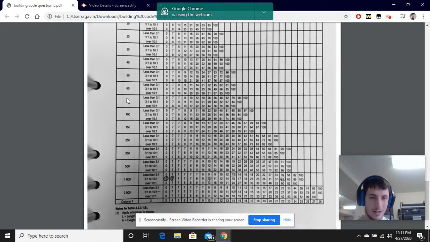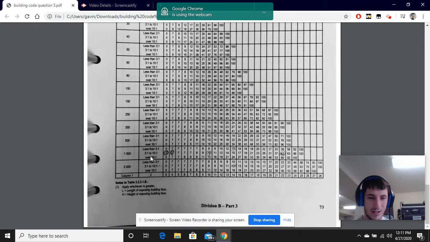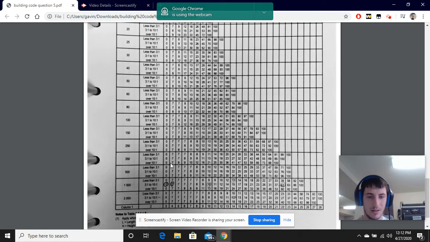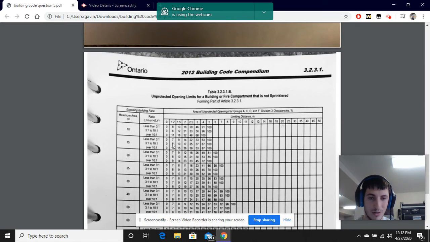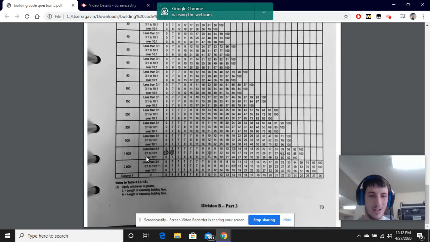So when you go down here, you go to 1,000, 3 to 1 to 10 to 1, and you can't use 0 because 4.6% is more than 0. So it must be the second one right here, because this allows up to 7% of unprotected openings. You just scroll up and you find it's 1.2. The limiting distance is 1.2 meters away from the property line.